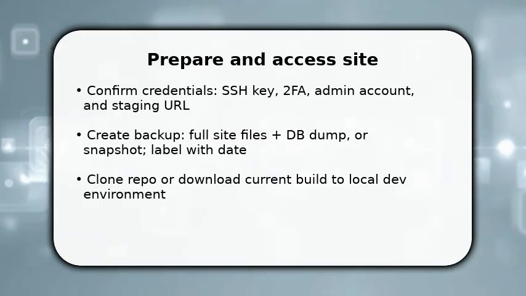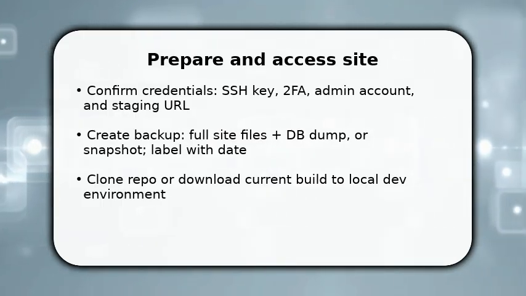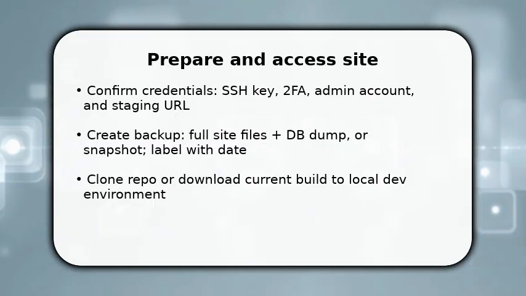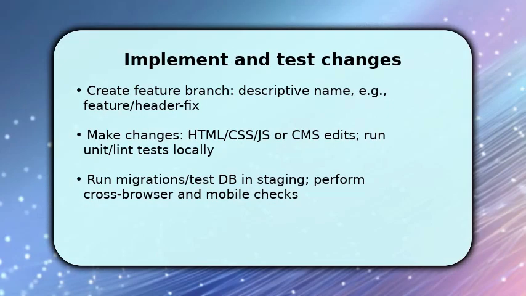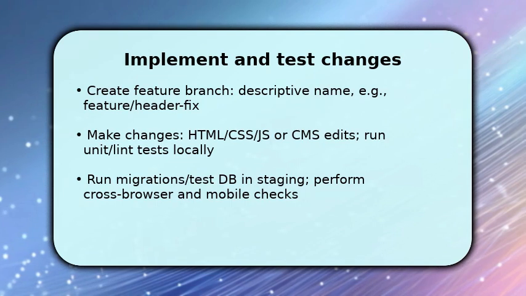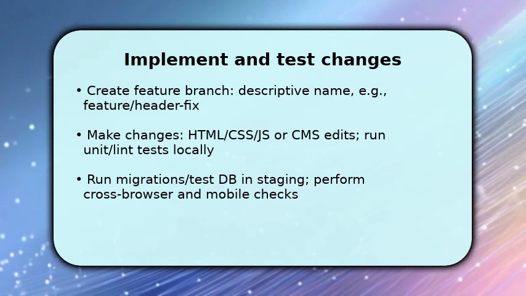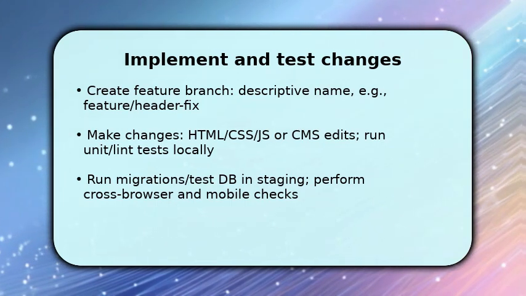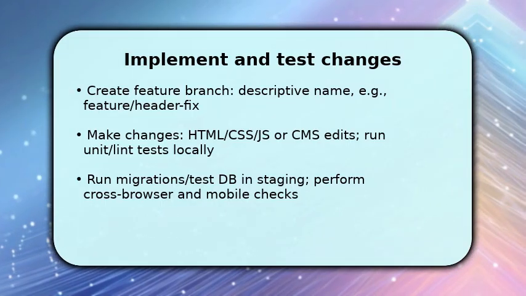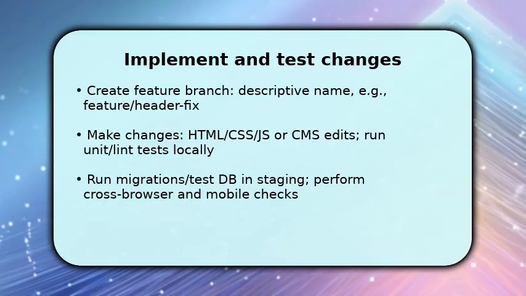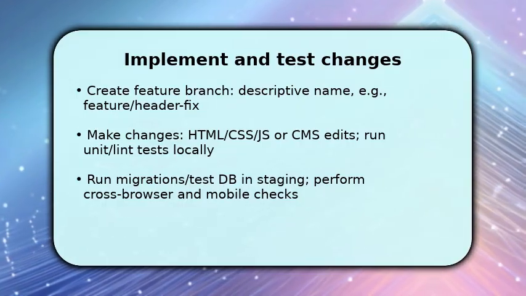Make sure dependencies install and the dev server runs before you change code. Now implement the update on your feature branch, explaining why each change matters in the commit messages. Make code edits or CMS updates, then run linters and unit tests to catch syntax or logic errors. Once local tests pass, deploy to staging and run database migrations if needed.